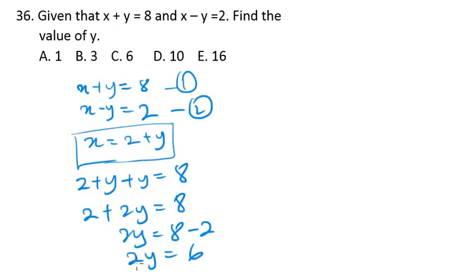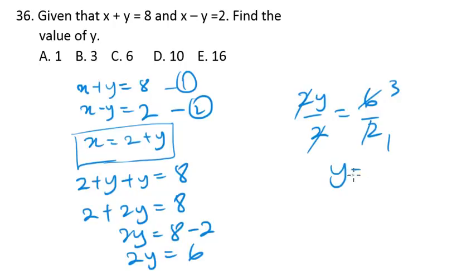So here we need to cancel 2 on the left hand side, so I'll just divide by 2, divide also by 2 here. 2 cancels 2 here, 1, 2 goes into 6, 3. So you have y equals 3. The answer here is B.